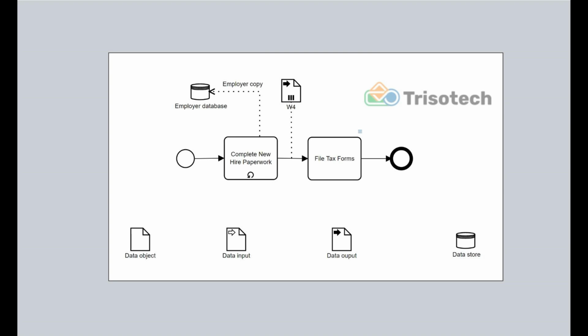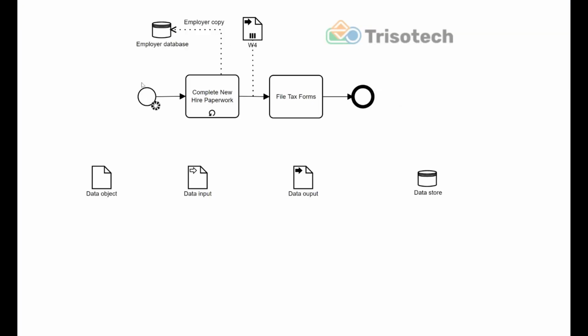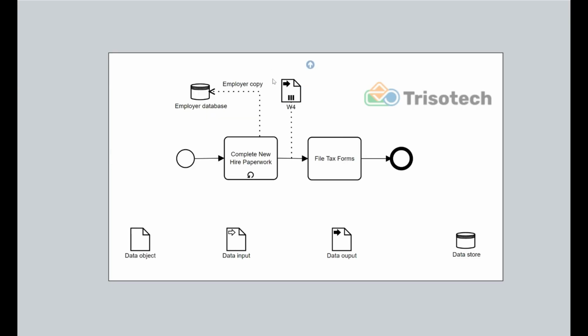Now let's walk through this process using TriSoTech's animation feature. We can see that the token is being passed at the start event through the sequence flow and the activities. One thing you'll notice is that the token does not go through the associations connected to data stores or data objects.